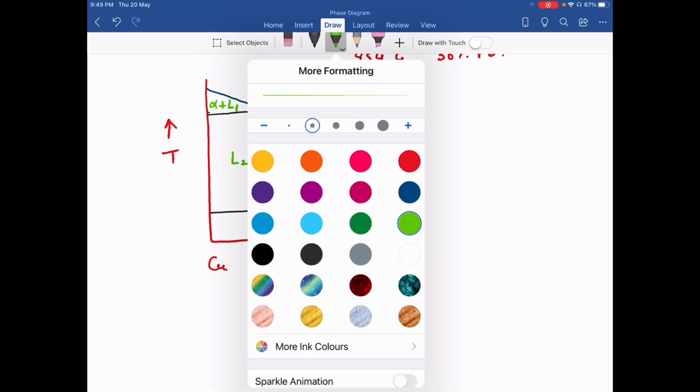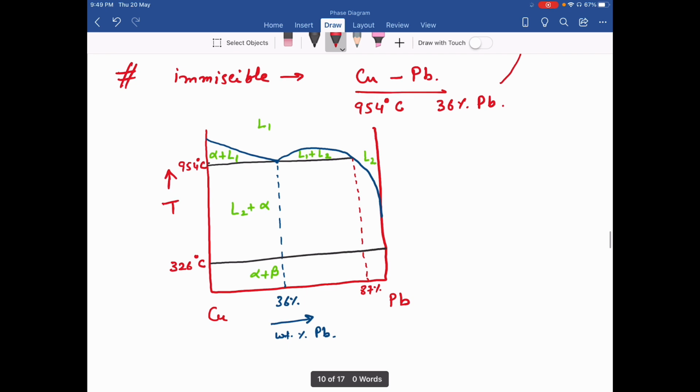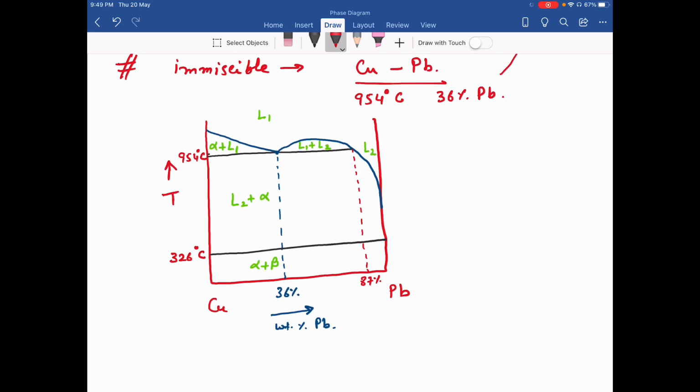So this line is at approximately 326 degrees centigrade. This is at 954 degrees centigrade. Here a weight percentage of 87 percent. So this is my monotectic diagram. This exists in the copper-lead system. So this is all about different types of phase diagrams.